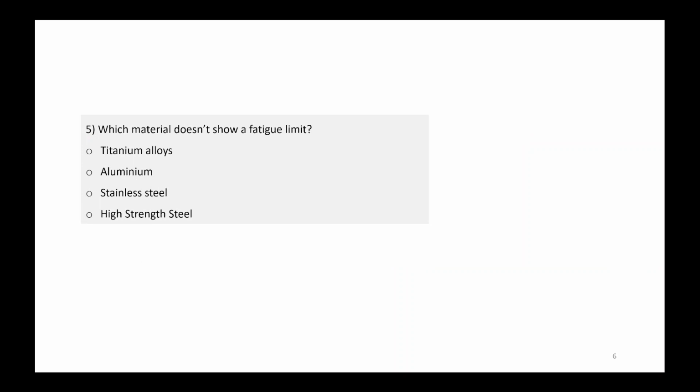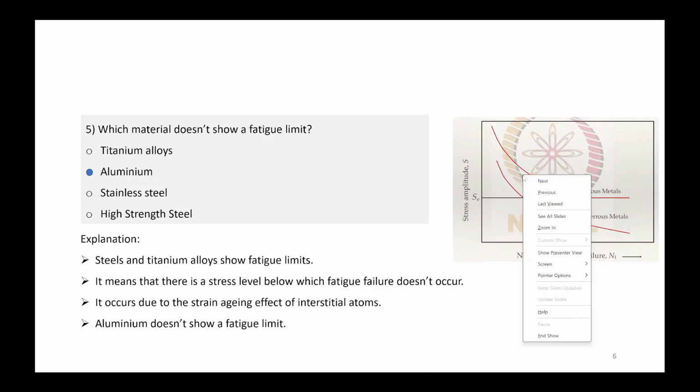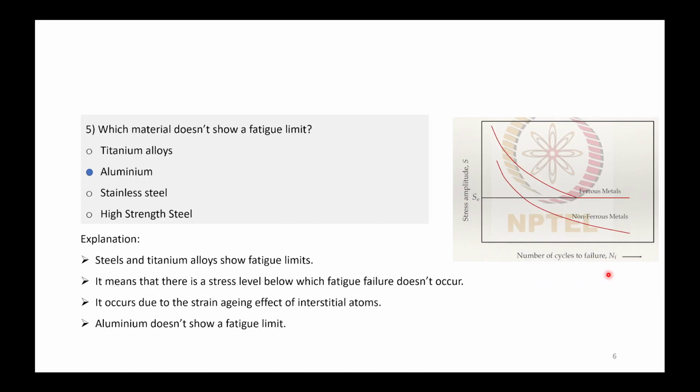Fifth question is, which material doesn't show a fatigue limit? Your options are titanium alloys, aluminum, stainless steel, or high strength steel. Your answer will be aluminum. So these types of S-N curves are seen in case of ferrous metals and non-ferrous metals. For non-ferrous metals, there won't be any well-defined fatigue limit, while in case of ferrous metals, because of strain aging, they show this type of behavior.